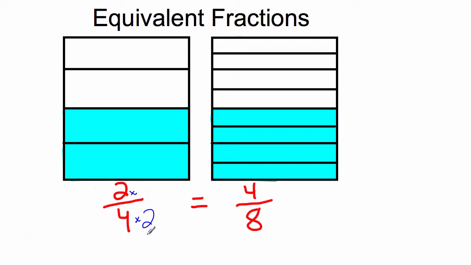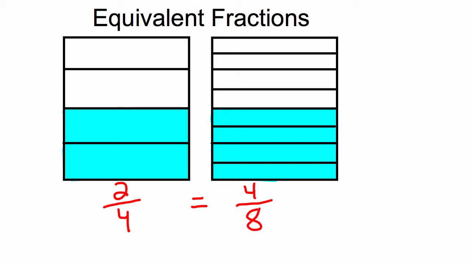Because I multiplied the denominator by 2, I got to multiply the numerator by 2. And if I multiply by both the same number, it's going to be equivalent. So 2 times 2 is 4, and 4 times 2 is 8, so yes, that is equivalent. I just told you that in order for you to have two fractions that are equivalent, you got to multiply the denominator and numerator by the same number.